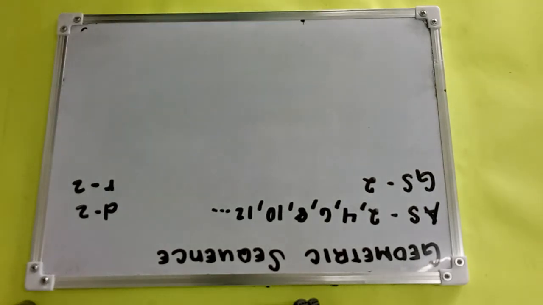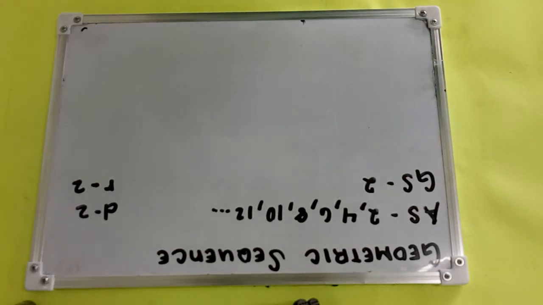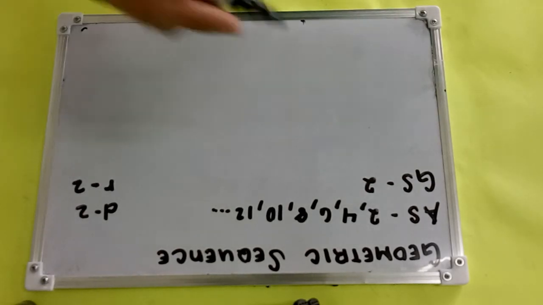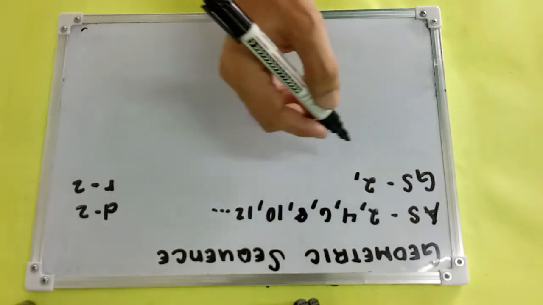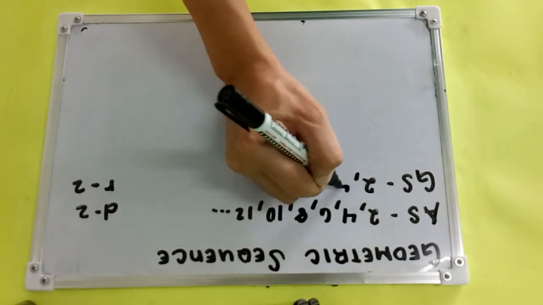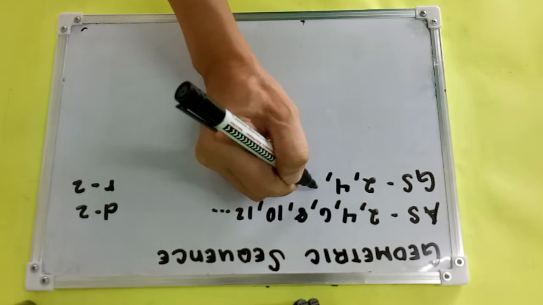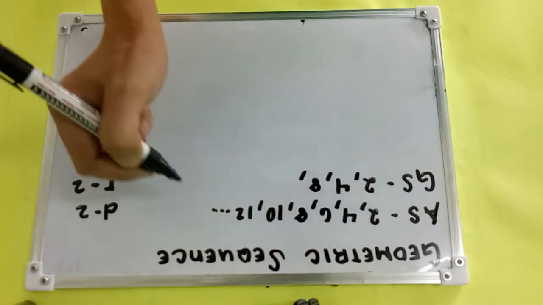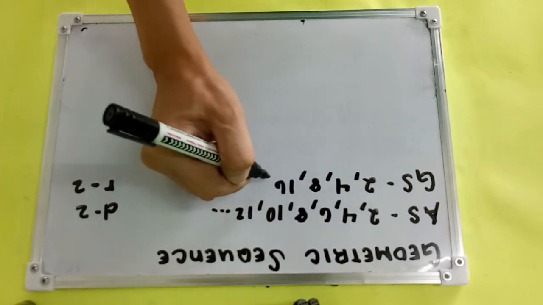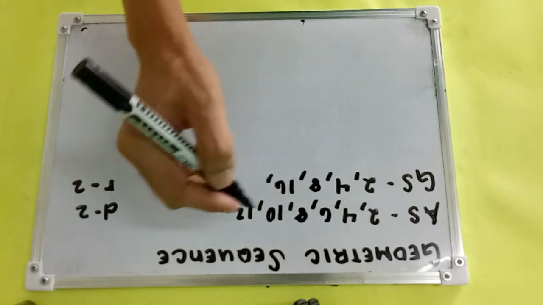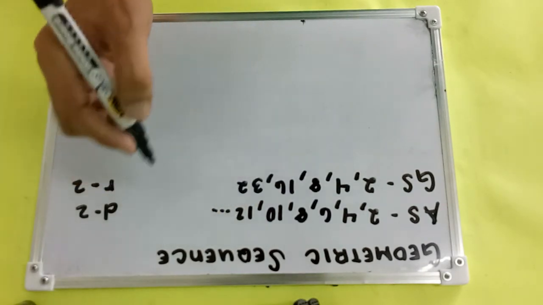For geometric sequence, instead of addition, we use multiplication. That's why it is called a common ratio. But the right process is, the second term is divided by the first term. Kaya ratio ang tawag dyan. So, if we multiply 2 by 2, that is 4. And then 4 multiplied by 2 is 8. And 8 multiplied by 2 is 16. 16 multiplied by 2 is 32.